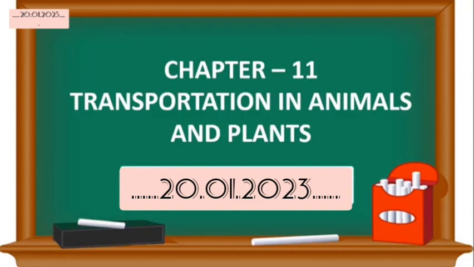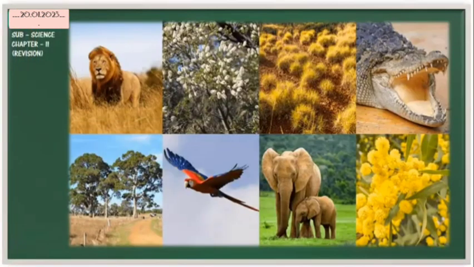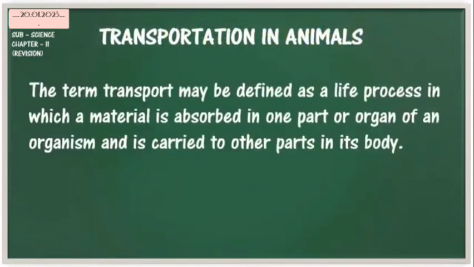Transport means to carry things from one place to another. The body of an organism requires nutrients and oxygen to carry out various life processes. Waste products produced due to the various functions inside the body also need to be transported and removed. Therefore, the term transport may be defined as a life process in which a material is absorbed in one part or organ of an organism and is carried to other parts in its body.